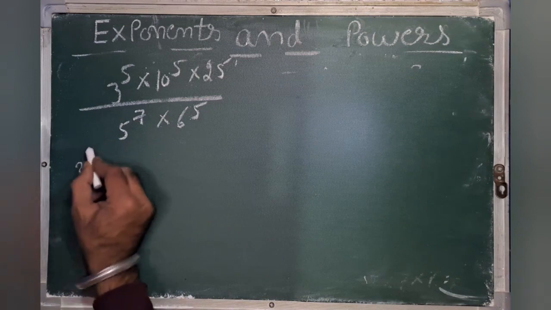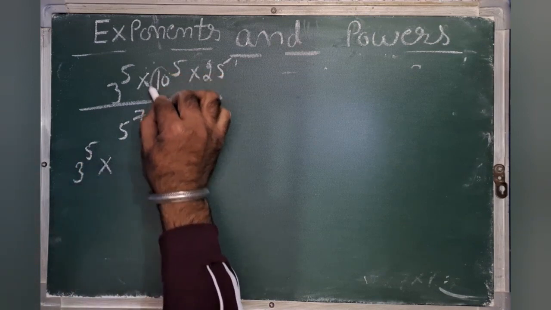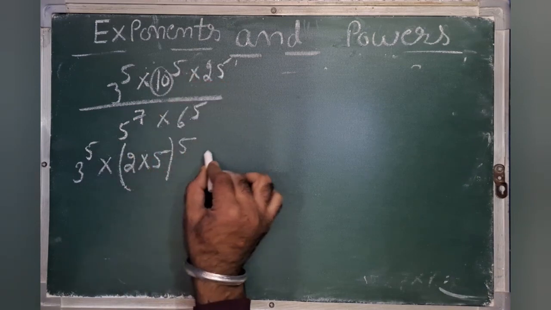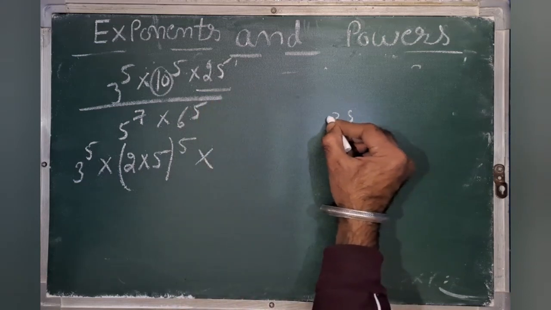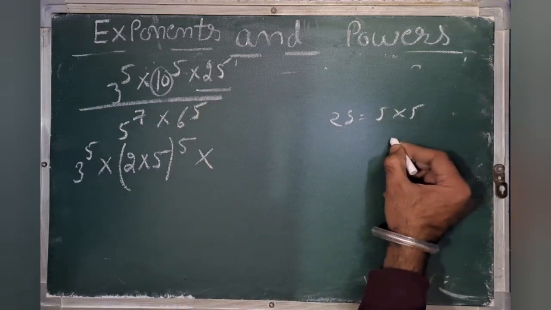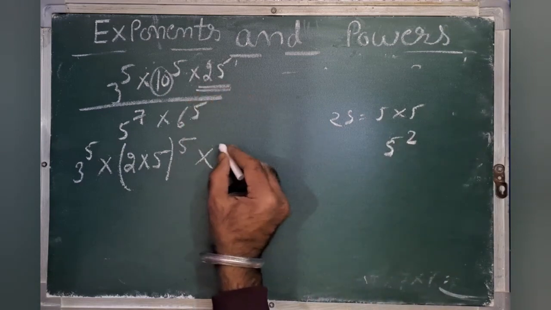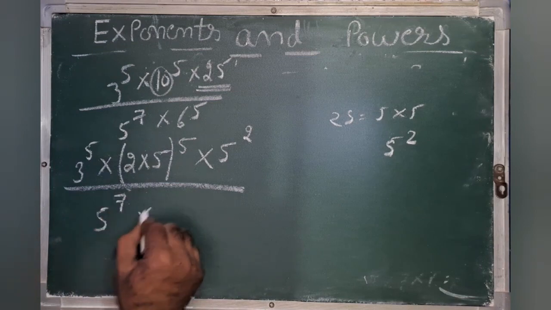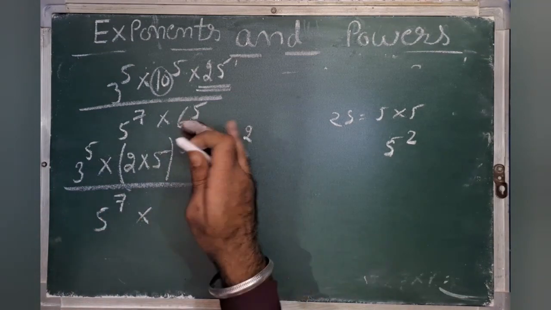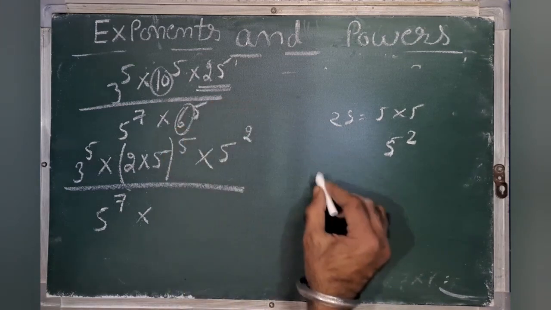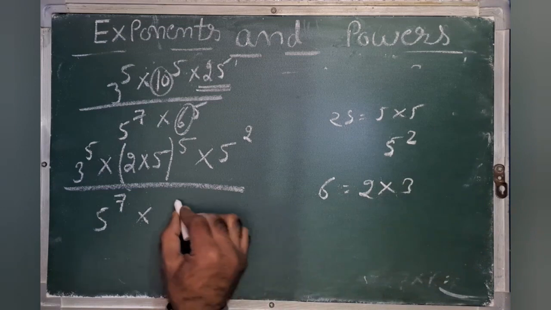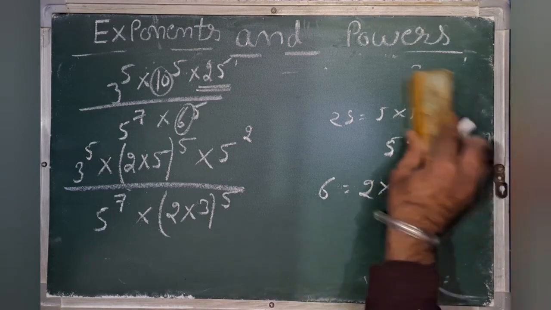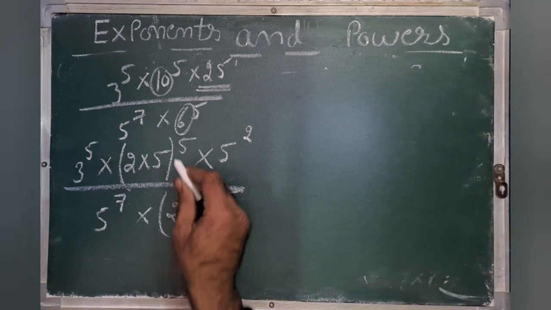So first 3 power 5, multiply. Instead of 10, we write 2 into 5, and the whole power is 5. We write same. And 25 means 5 multiply 5, that means 5 power 2. So 25, we write 5 power 2, upon 5 power 7. Again, 6 power 5. 6, we write 2 into 3. So 2 multiply 3, then the whole power is 5. Now, next step, we give the powers.